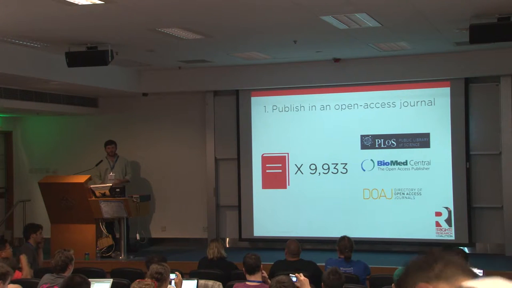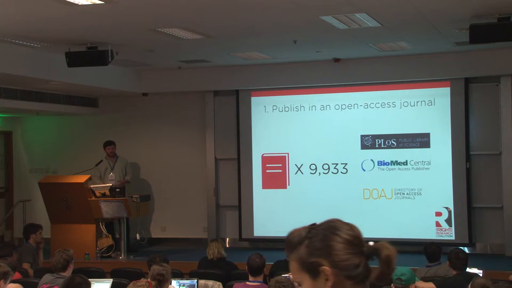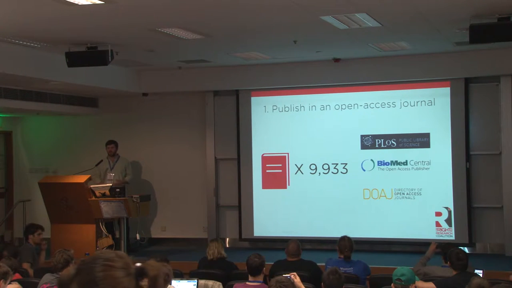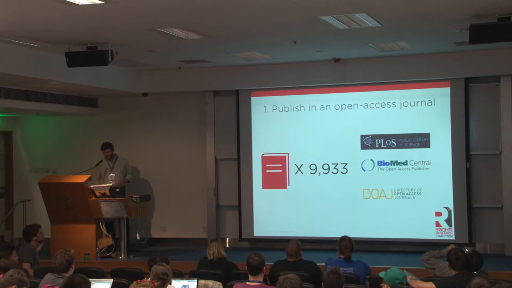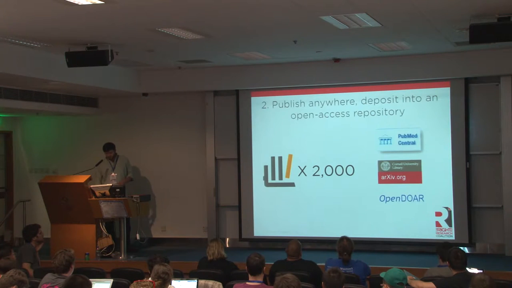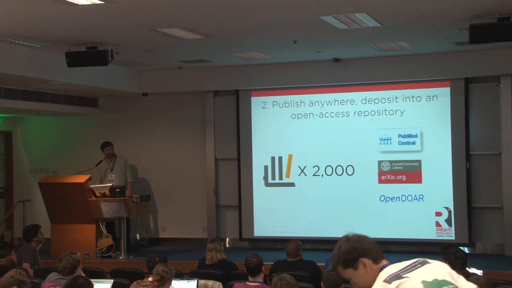About 4 years ago, there were around 4,000. And so you can see the growth is really, really tremendous. And I think about 11% of all articles published last year were published in open access journals. So that's a really good start, but we have a long way to go. And then as I mentioned, the second route is through self-archiving and archives like PubMed Central and the Archive.